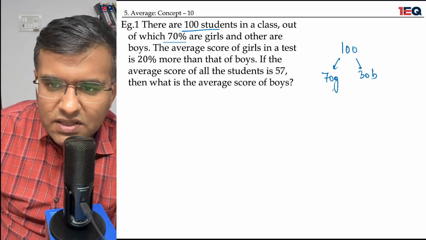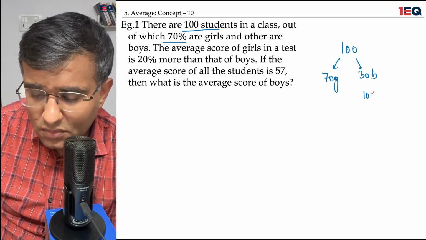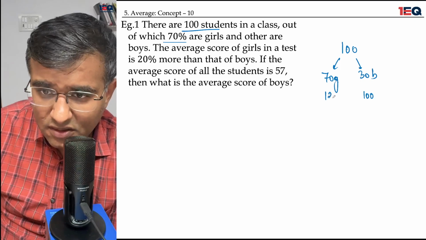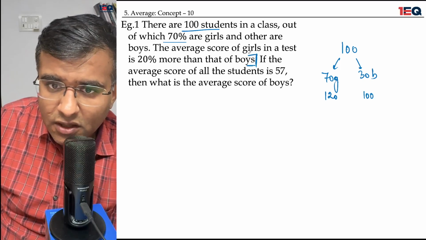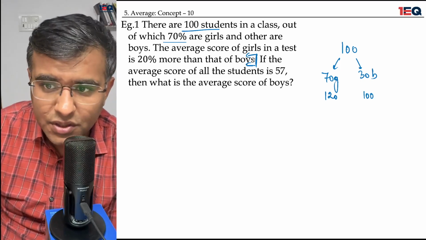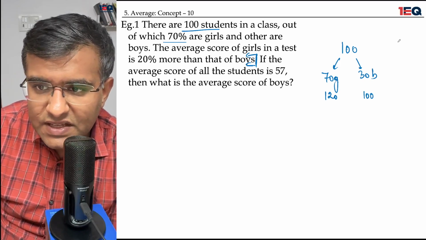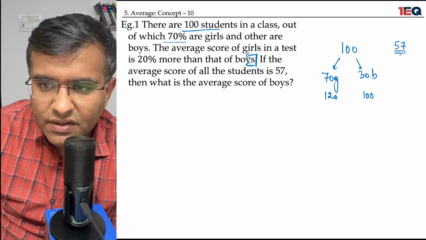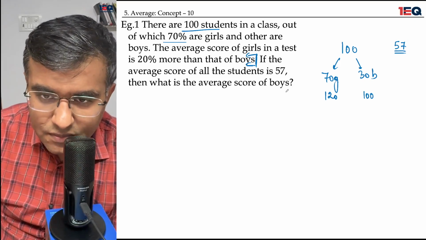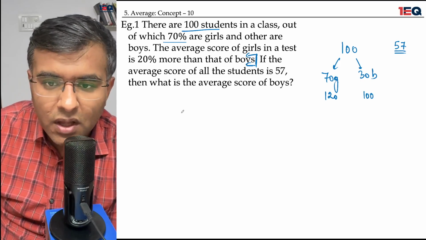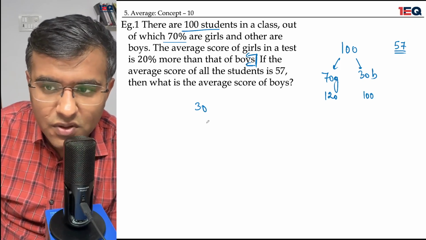The average score of girls in a test is 20 more than that of boys. Let's assume the boys scored 100 and the girls scored 120. This means till here we have satisfied all the conditions that have been mentioned. If the average score of all the students is 57, then what is the average score of boys? Now I'll tell you a very interesting method to solve this question.